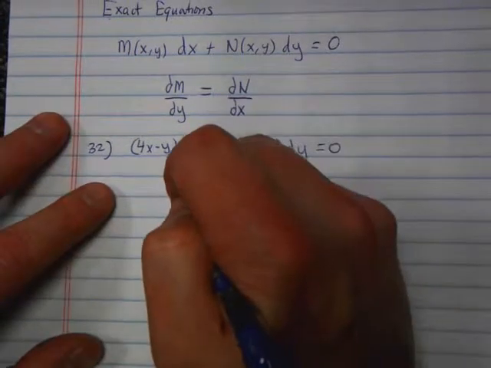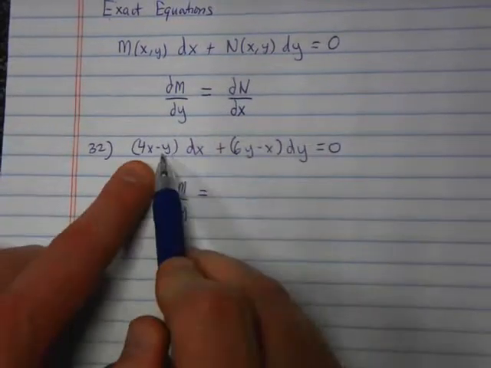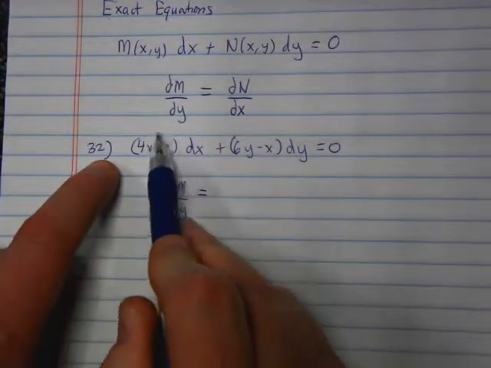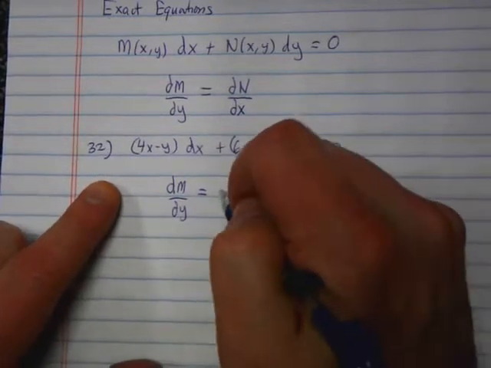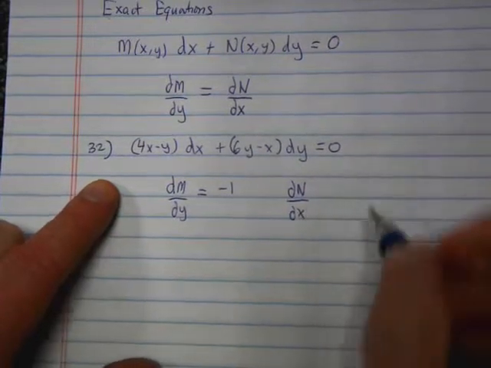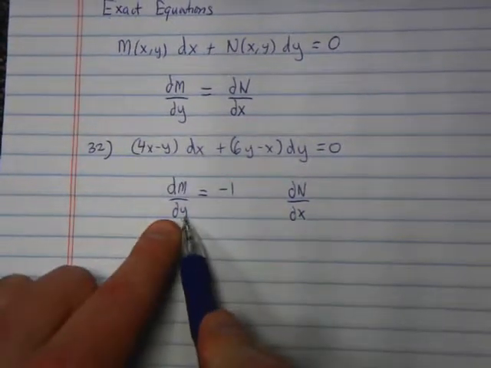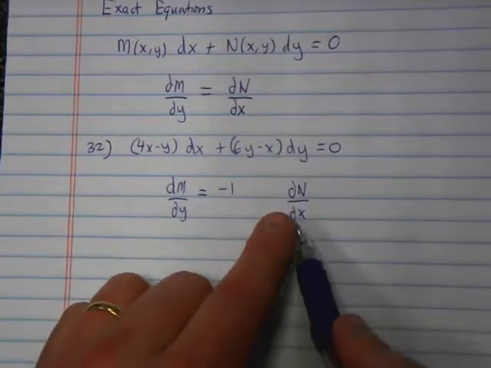So I need to take the partial of M with respect to y. So what's the partial derivative of M with respect to y? -1. And then I need to take the partial derivative of N with respect to x. So notice you're kind of crossing your derivatives. This has the dx, but you take the partial with dy. This one has dy, you take its partial with dx.